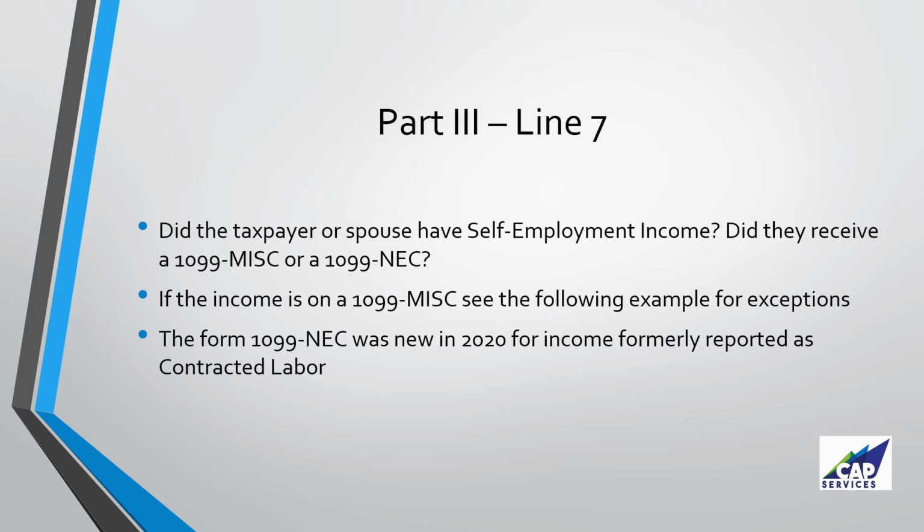Part 3, line 7. Did the taxpayer or spouse have self-employment income? Did they receive a 1099 miscellaneous or a 1099 NEC? If the income is on a 1099 miscellaneous, see the following screen for example of exceptions. The Form 1099 NEC was new in 2020 for income formerly reported as contracted labor. This is considered self-employment income.